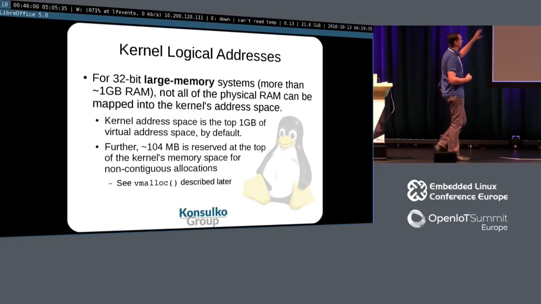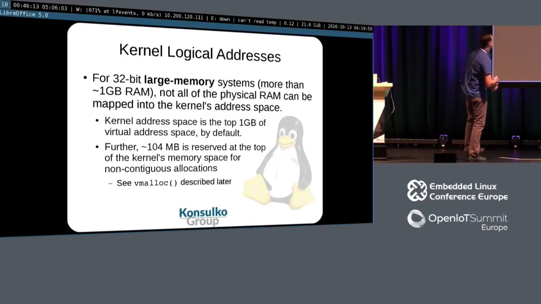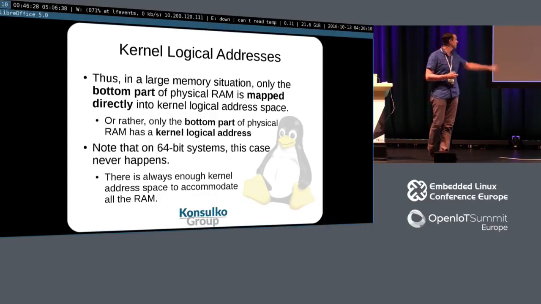Okay, then it gets complicated. If you're on a large memory system, something more than a gig of RAM nominally, we run out of space. Our page offset was at C, but how are we going to map that all into the kernel? We can't. We run out of room there, and on top of it, we have to have the space for use by vmalloc memory, which is our kernel virtual address range, and we need to keep that. We're going to talk about that in a moment.